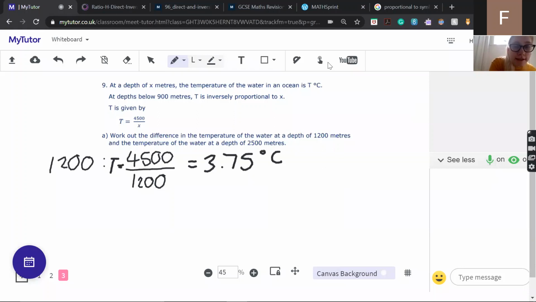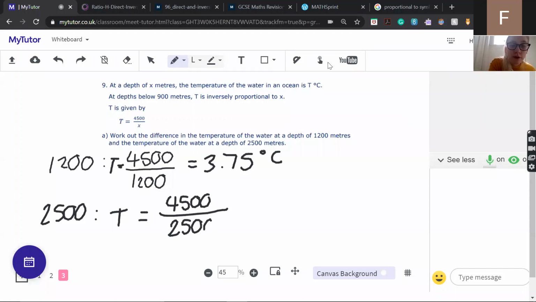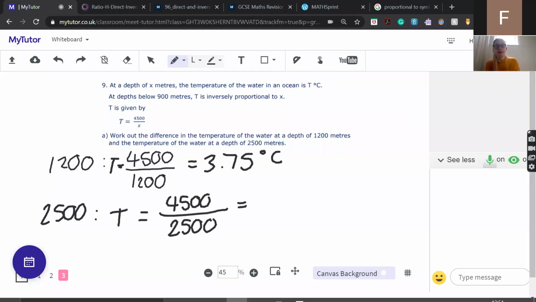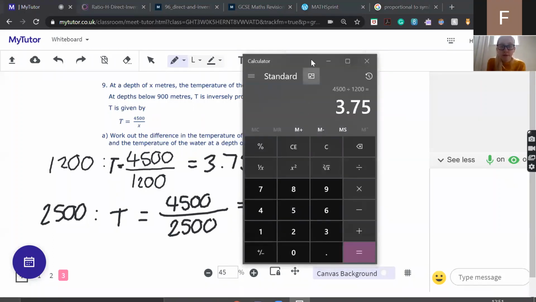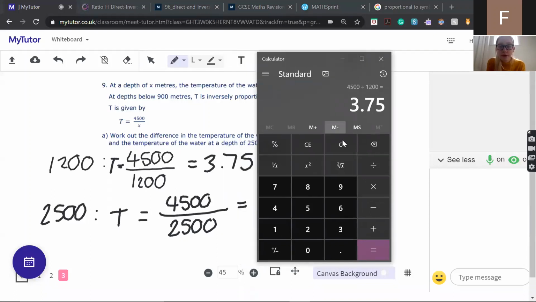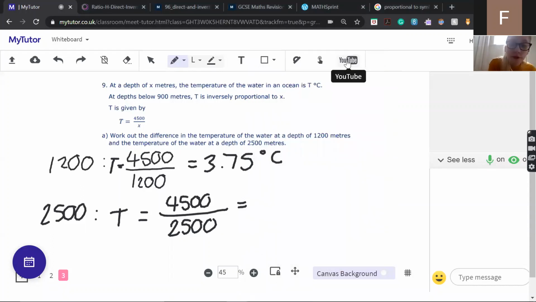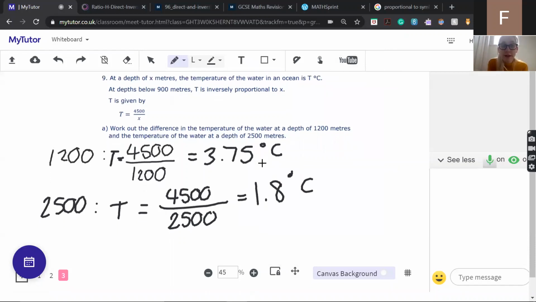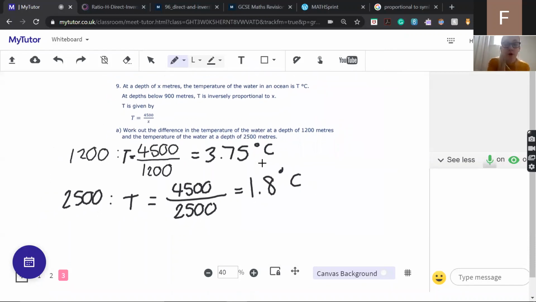And at 2,500 meters, T equals 4,500 divided by 2,500. And that is going to be 4,500 divided by 2,500, 1.8 degrees. So then it just asks for the difference in those temperatures. So we take the smaller one away from the larger one.